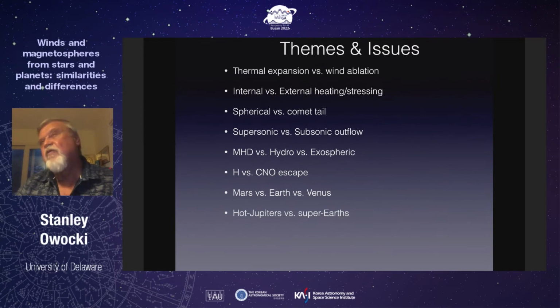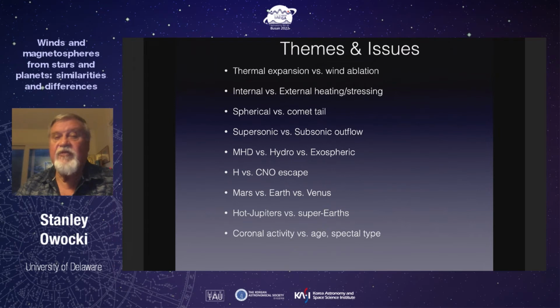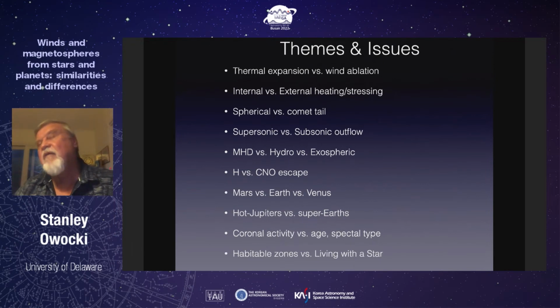Then we have the issue of hot Jupiters versus super Earths. We're probably more interested in Earth-type planets and what happens when they start getting close to a star, if it's a cool star. And that leads to the issue of coronal activity and how it is affected by the age or spectral type of the host star. And that means that you not only have to include the equilibrium temperature to decide whether a planet is habitable, but you also have to consider the activity of the star, the so-called living with a star paradigm, and what role the activity of the star plays in the planet.